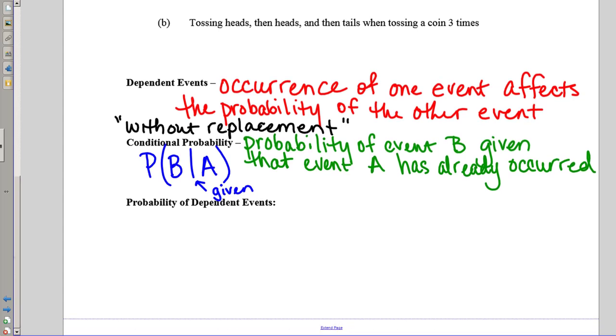Okay, so to determine the probability of dependent events, we're still going to multiply, but you have the probability of A, and then we have the probability of B given that A has already occurred. And we'll take a look at an example so that we can kind of clarify what exactly that means.